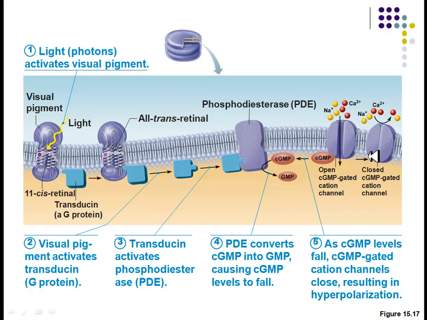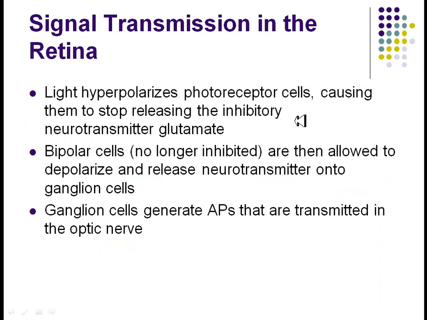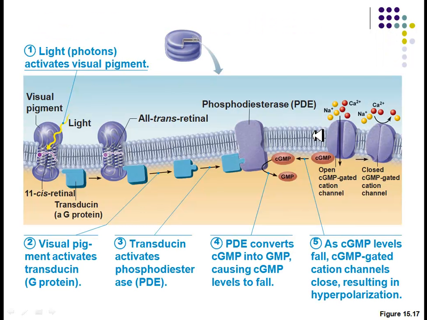What that does is close these cyclic GMP gated channels. If there's no cyclic GMP, you're converting it all into just regular old GMP, then the protein closes, and this results in hyperpolarization. These ions are no longer free to flow into the cell, so the cell hyperpolarizes. And that hyperpolarization is going to start off our entire reaction that is going to ultimately lead to the action potential that causes us to see.